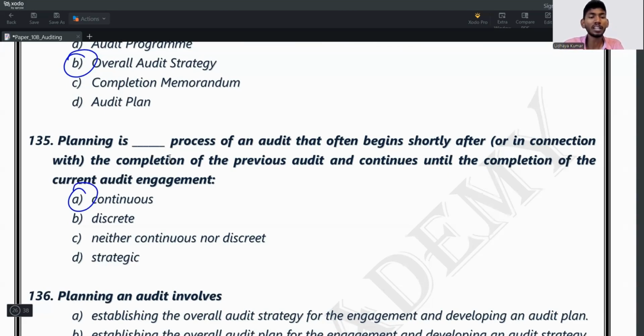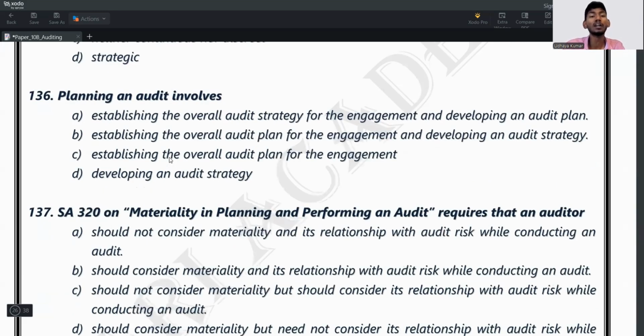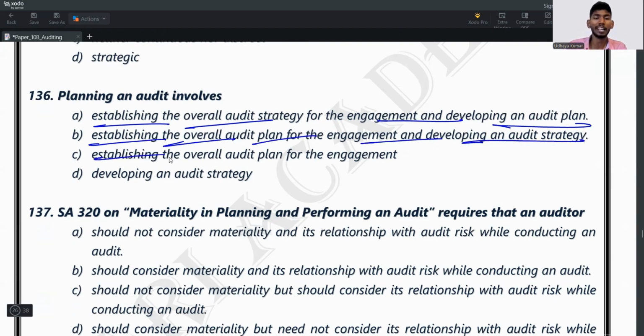Moving to question 136: planning an audit involves establishing the overall audit strategy for the engagement and developing an audit plan. That's the right answer. We'll take a look at the remaining three options: establishing the overall audit plan for the engagement, developing an audit strategy. With these three options, the dominating one is establishing the overall audit strategy. So option A is the right answer.